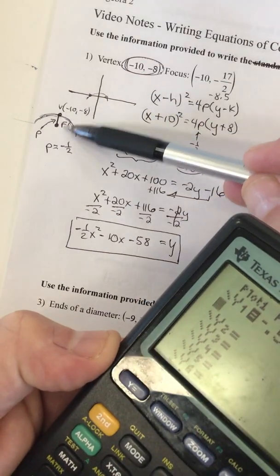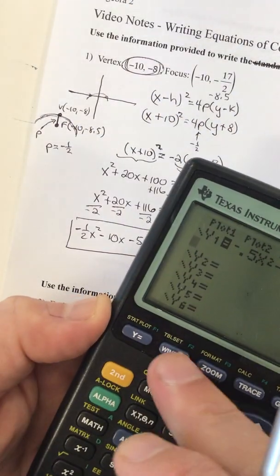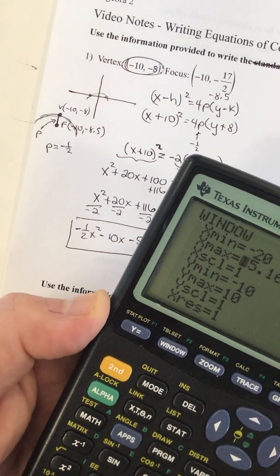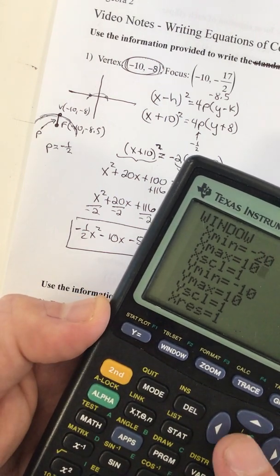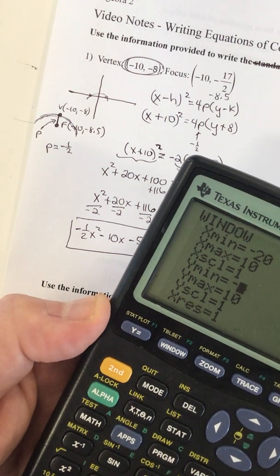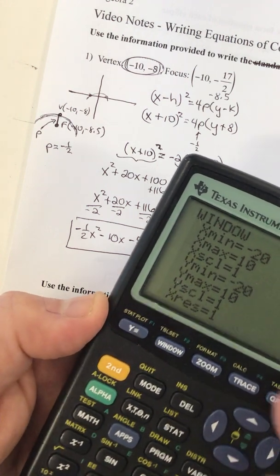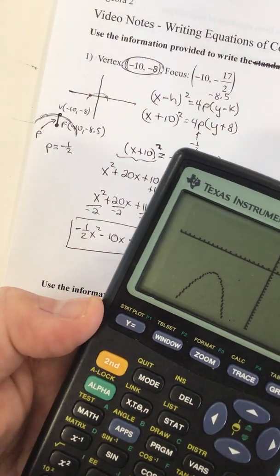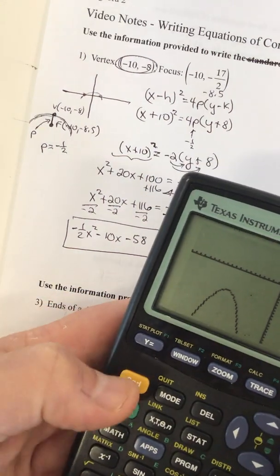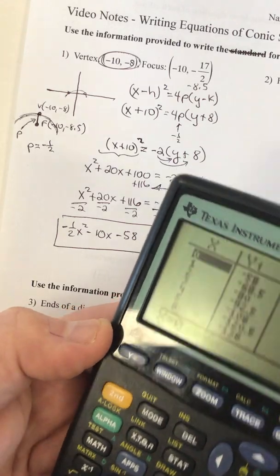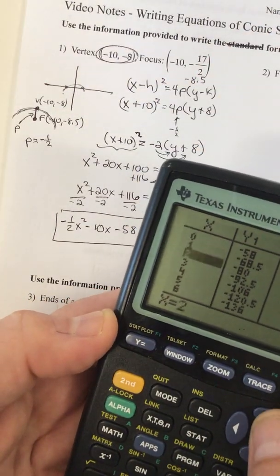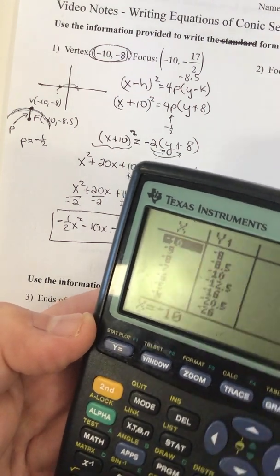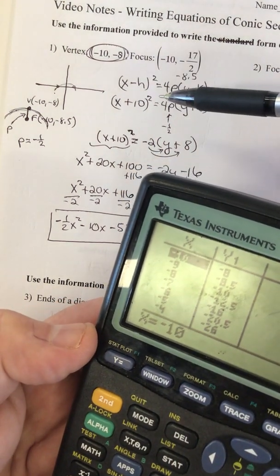Okay, so I better get a window that will hold the -10. So I'll make my window go to -20, 10, maybe -20 down, up 10. That should do it. Okay, there it is. I could probably just go take a look at the table to see. So the table over here at -10, we can see is -8.